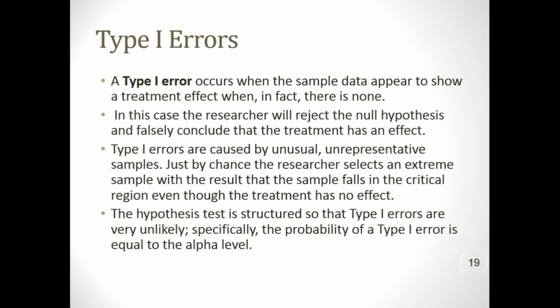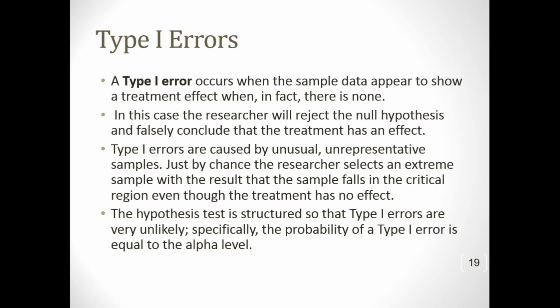The hypothesis test is structured so that type 1 errors are very unlikely. Specifically, the probability of a type 1 error is equal to the alpha level.